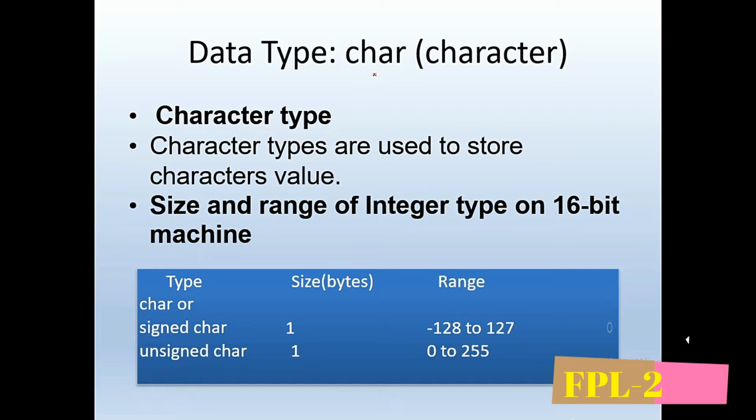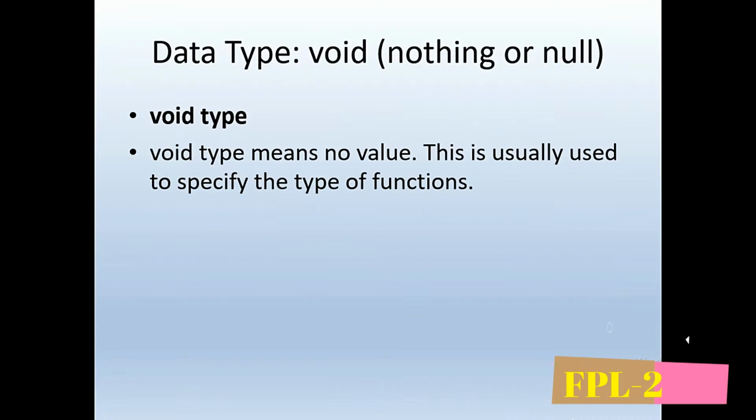Data type char. Char stands for character. Character types are used to store character values. Size and range of char type on a 16-bit machine: here, character type requires 1 byte for any character on any bit machine. That may be a 16-bit machine, 32-bit machine, or 64-bit machine, or a compiler. Everywhere character size does not change. It is only 1 byte.